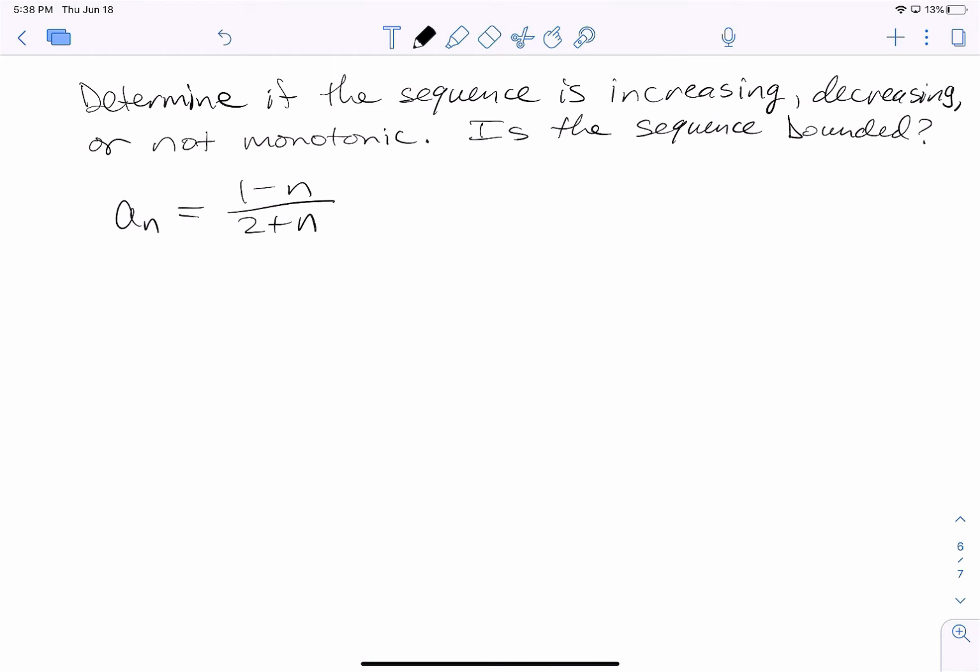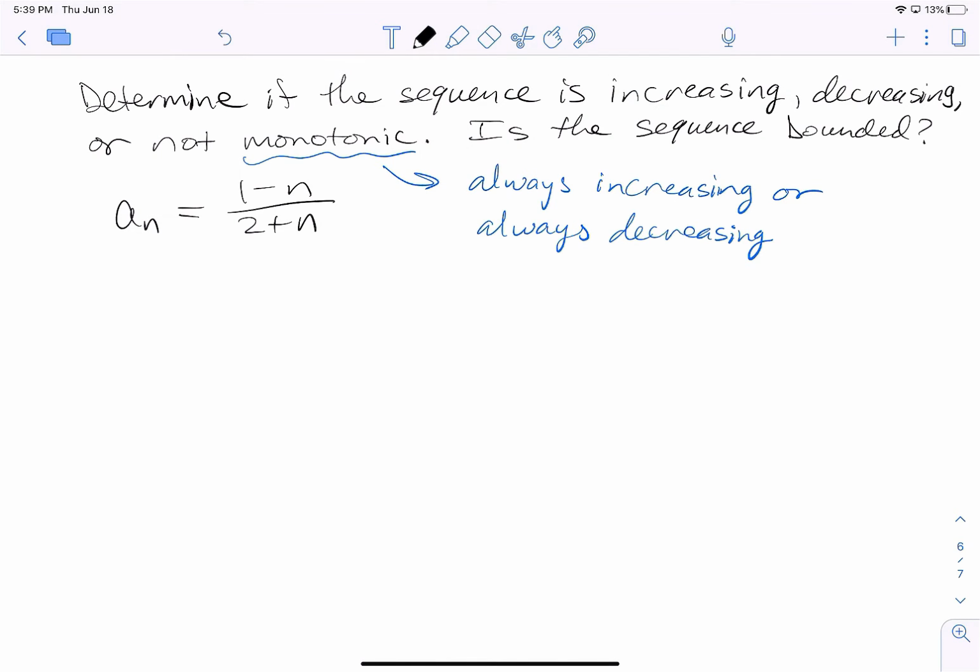Now we look at a sequence a sub n is equal to 1 minus n over 2 plus n. Spoiler alert, it converges, but we're going to find that by doing something different than we have so far. Our instructions are determine if the sequence is increasing, decreasing, or not monotonic, and is the sequence bounded. And here we have a new word, monotonic.